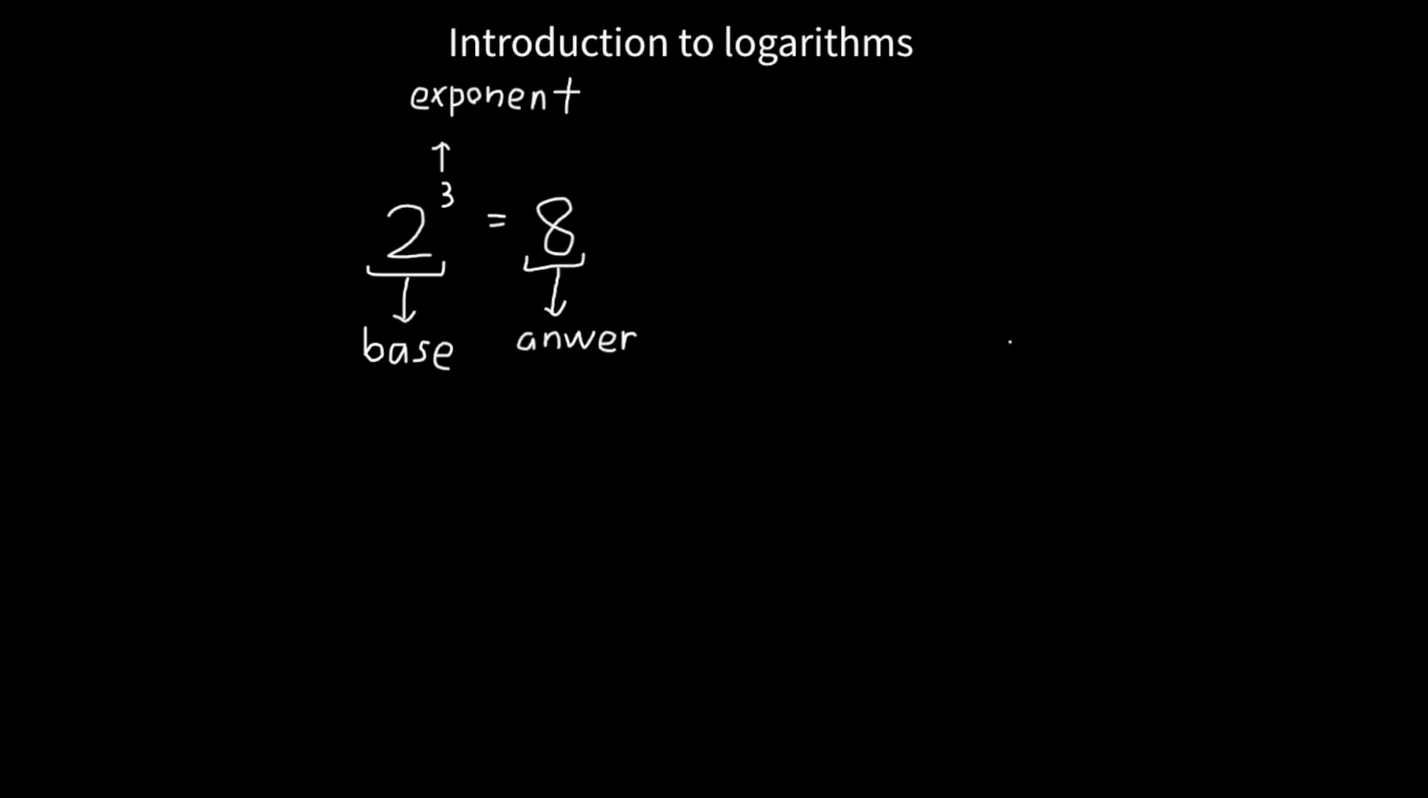So if we know the answer and the base but not the exponent, that's where we use a logarithm to solve for the exponent. So instead of asking what's 2 to the power of 3, logarithms are asking 2 to the power of what is going to give us 8. The logarithm solves for the exponent, not the answer.